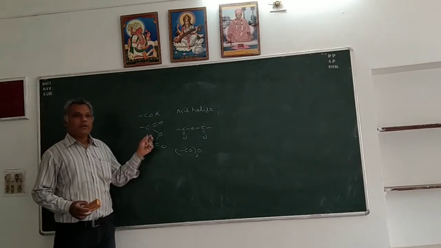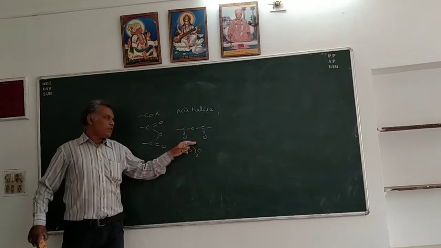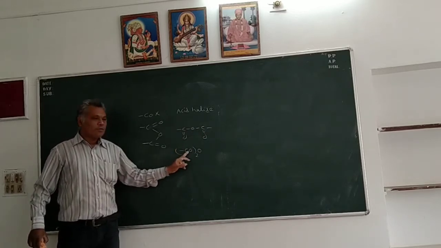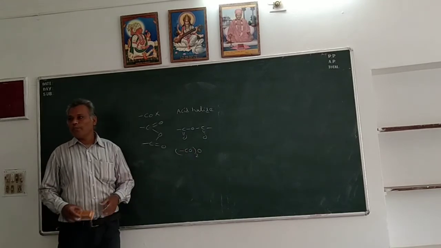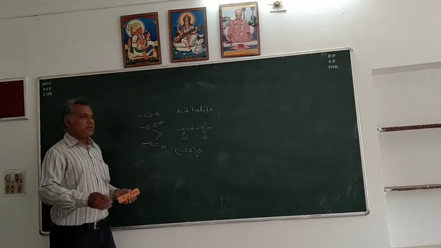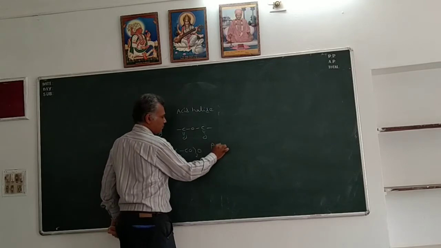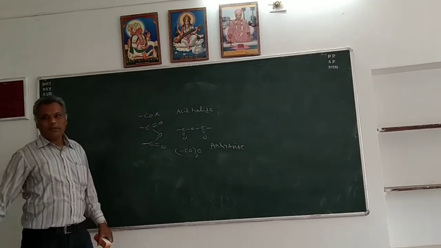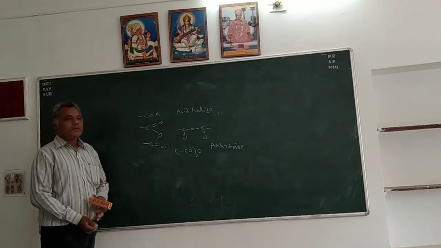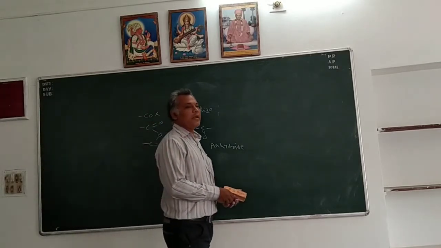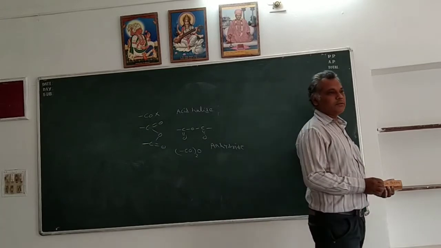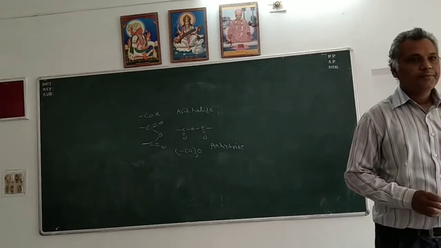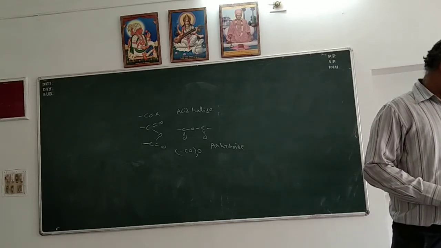In spite of writing it like that, two CO groups are there. So CO twice O. Right? This particular group is named as anhydrides. This particular functional group will be termed as anhydrides. Okay? Clear? Clear your mind. Okay.